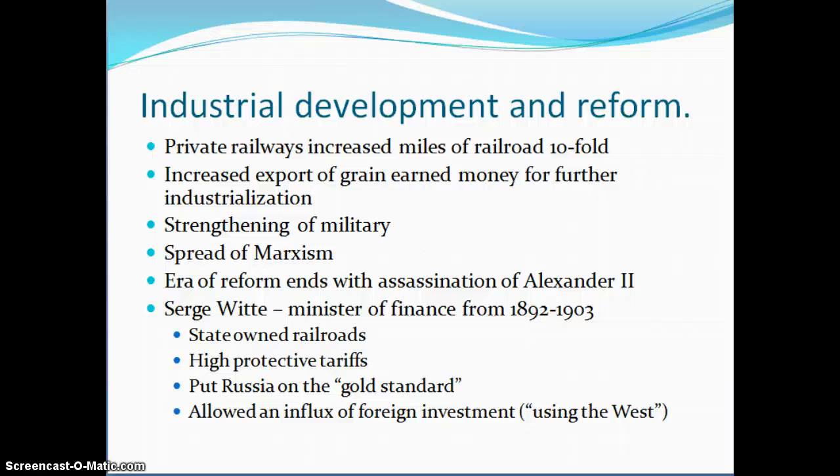The really important name to note here is Sergei Witte. He's the Minister of Finance from 1892 to 1903. He moves forward with state-owned railroads, high protective tariffs, and he puts Russia on the gold standard. He also allows for an influx of foreign investment, and as it says in your text, he uses the West to catch up with the West. I've got that in quotation marks down there, using the West. And what he means is he encourages all of these investors to come in and start industry within Russia to benefit Russia.